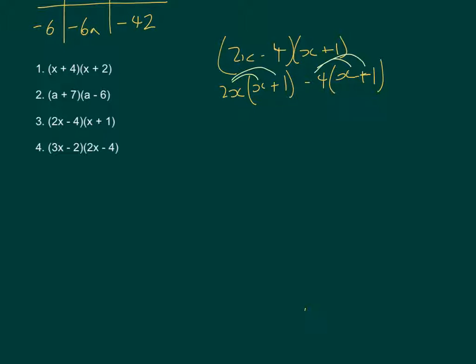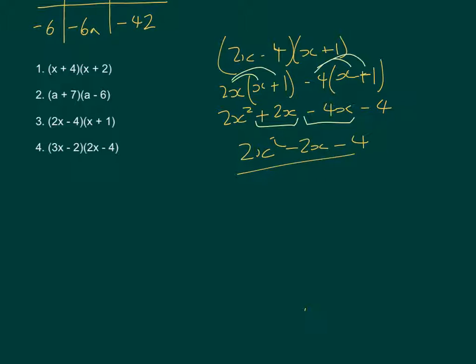So we're going to get from that first bracket 2x squared plus 2x. And then we've got minus 4 times x, so that'll be minus 4x, and minus 4 times 1, which is minus 4. And then we just need to collect the like terms, so we've got plus 2x minus 4x, which is going to give us minus 2x. So 2x squared minus 2x minus 4 is our final expansion of that one.